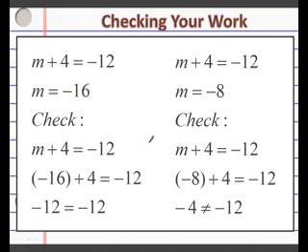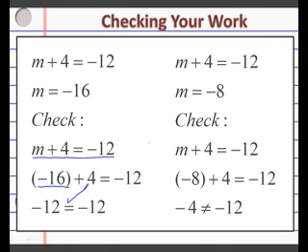So as you can see on the left side, we found that m equals negative 16. So what we did is we went back to our original problem, and wherever there was an m, we substituted in a negative 16. And when we work out the equation, negative 16 plus 4, we get negative 12. And negative 12 does equal negative 12, so we know that we did it correctly.